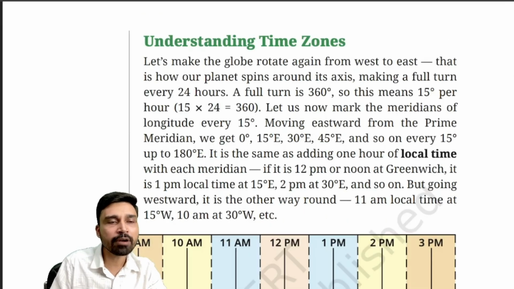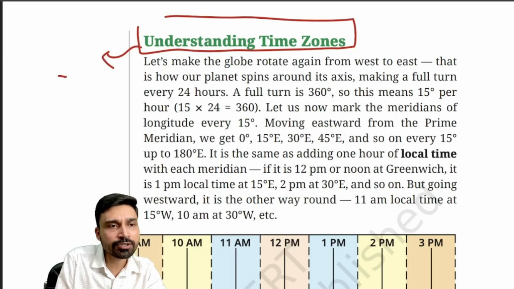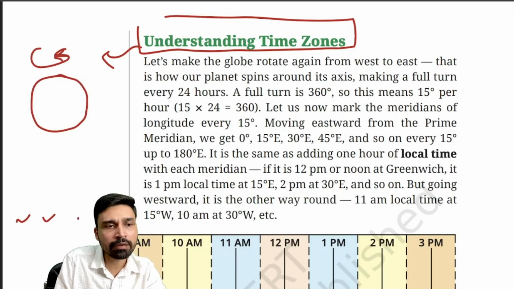Now, since we have understood the concept of longitude, we also have to understand time zones. The concept of time zones can be understood simply from the fact that time changes because the Earth is rotating, right? If you try to think why time changes, why we have morning, afternoon, evening and night, it is simply because the sun is moving.